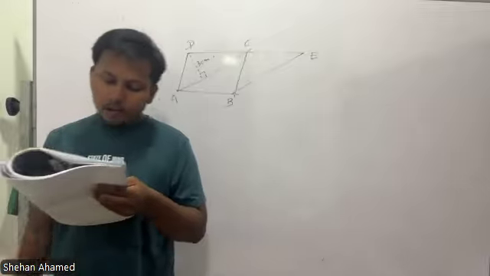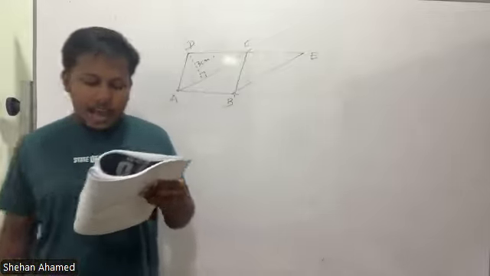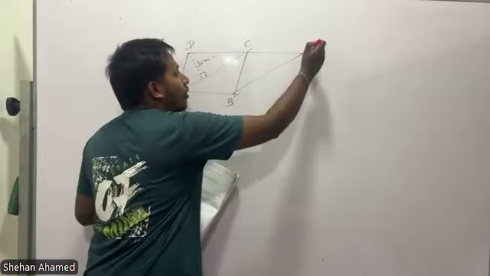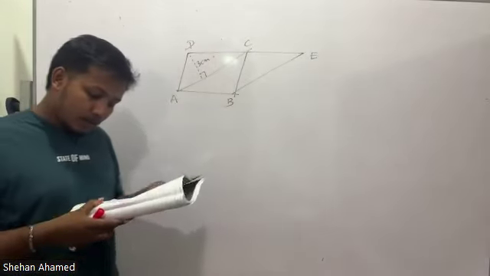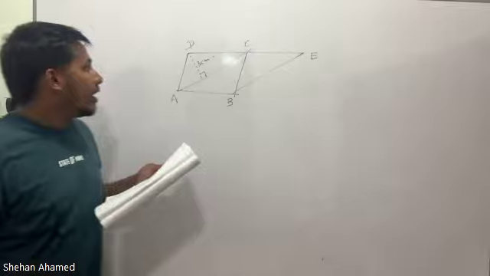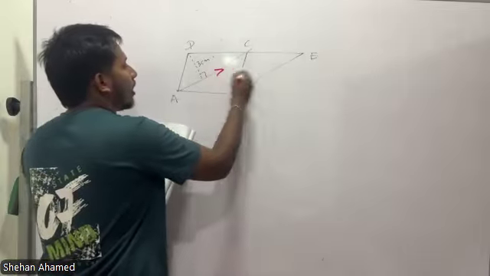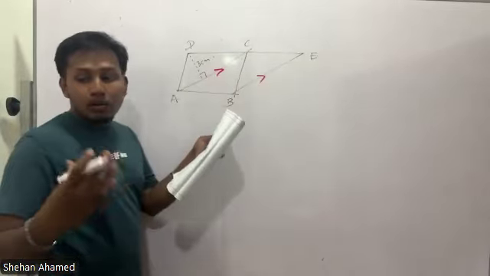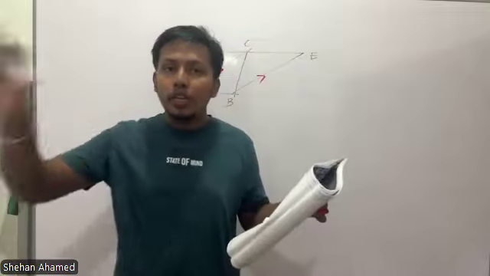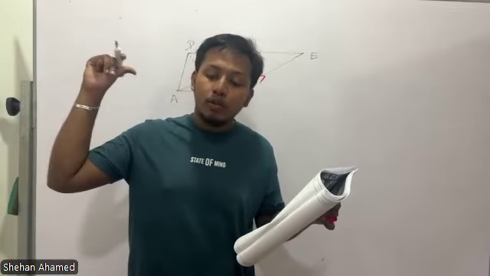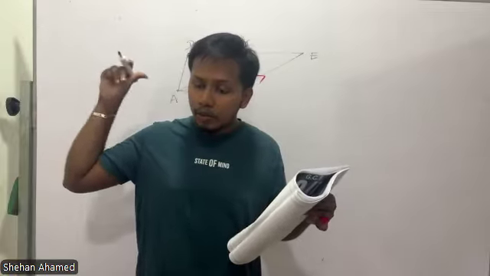ABCD is a parallelogram. DC has been produced to E. Now this DC has been produced up to E, such that AC is parallel to BE. By looking at the diagram, you first draw the diagram, and in the question they tell you some data. Try to mark it on the diagram. Then only you can do the question.